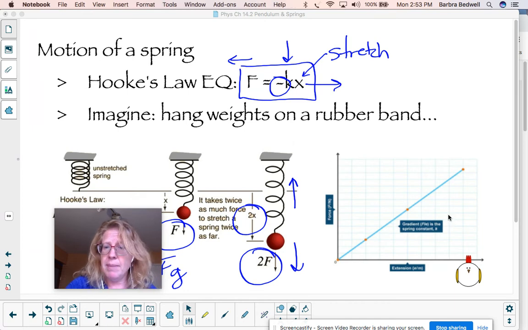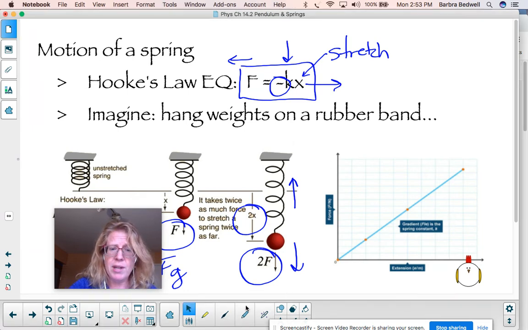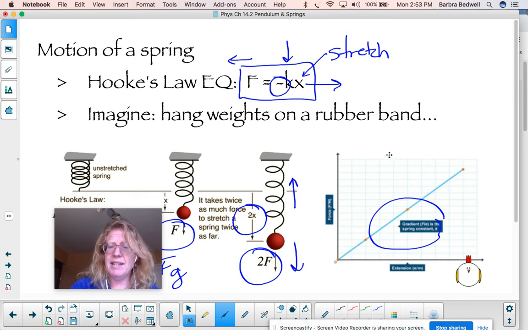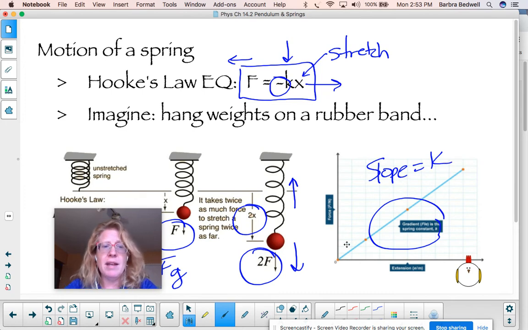But what's nice about this is that with an equation like that, right here, you can see that the slope of this is important. Slope equals K. The nice thing about a graph like this is that if you think about what rise over run is, force over X equals K. Take a look at your equation right here and solve it for K. If you move this over, you get what your value of K is, depending on how you define what your F and your X are. That's why we don't worry about the negative sign in here quite so much.